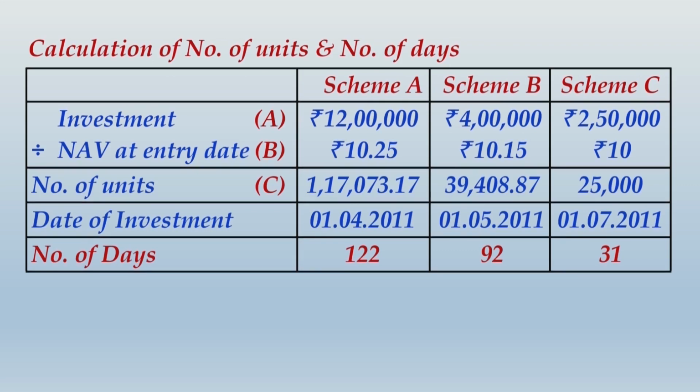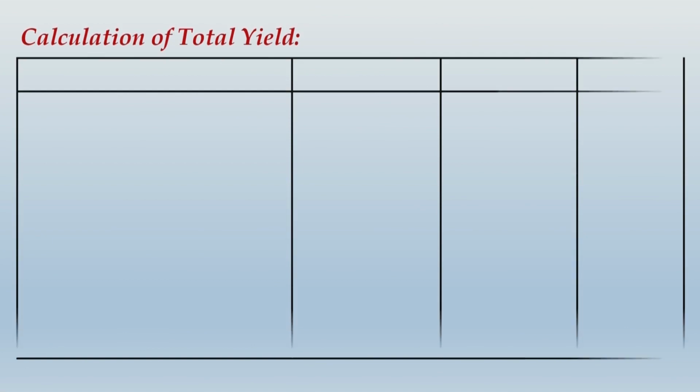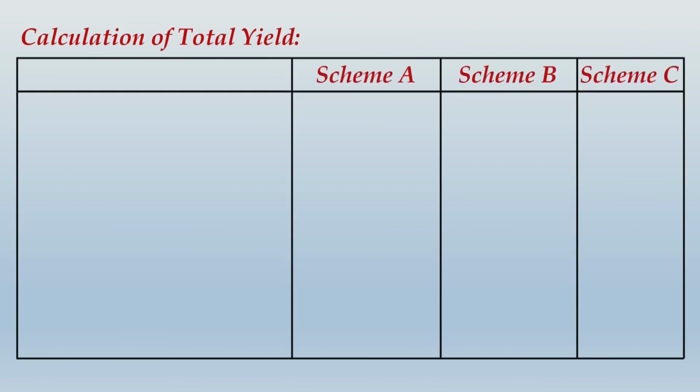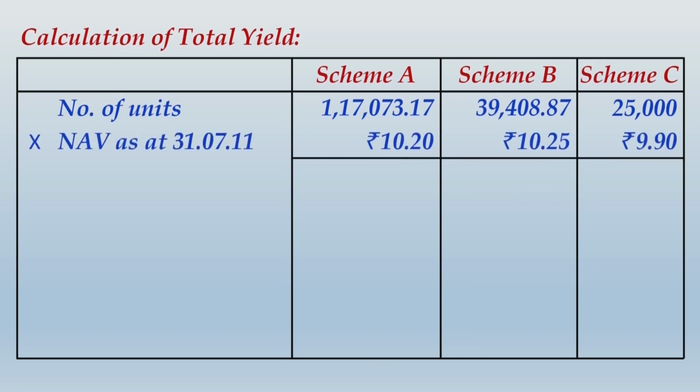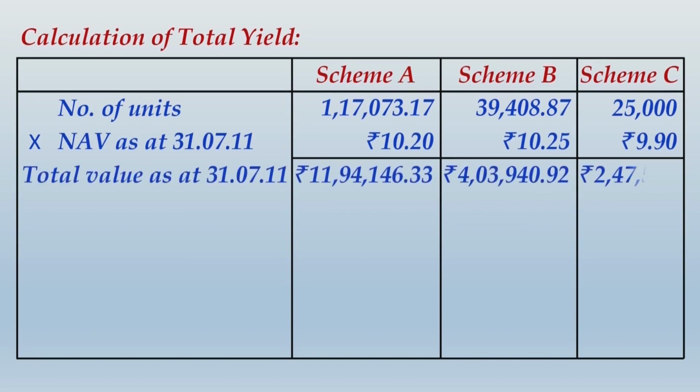Alright friends, once you have completed writing this part of the solution, let us proceed ahead and write up further. You will now calculate the total yield. Now this can be done by applying the formula or you can make the calculation in tabular format. So number of units what we have computed multiplied by NAV as at the end of the period, we will be getting the total value of your investment by end of the period minus the initial investment.